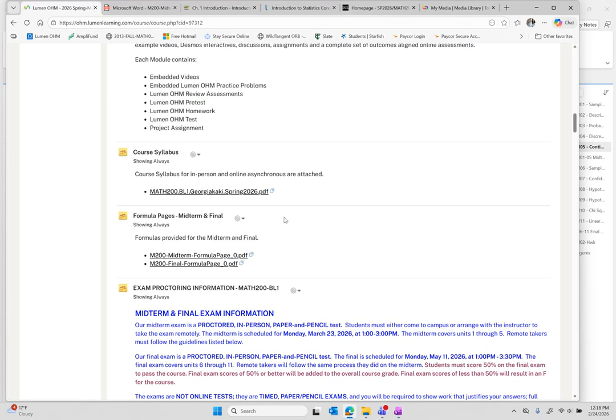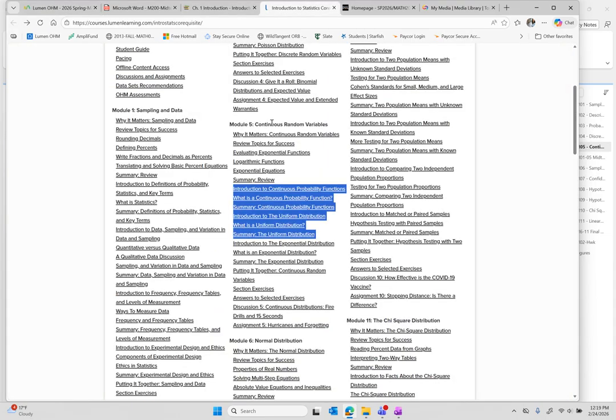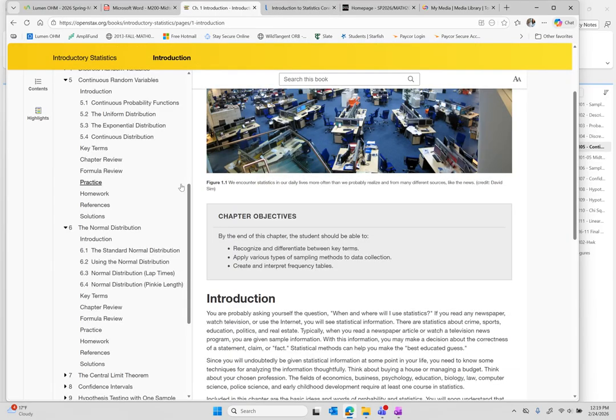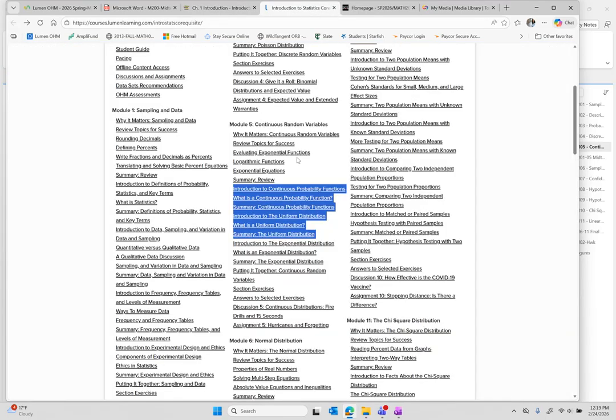And in our course, the Lumen textbook covers these topics in Module 5 and 6, and the OpenStax statistics course also covers these topics in Module 5 and 6. This particular video pertains to section 5.1 of the Introductory Statistics class on continuous probability functions, and in Module 5, continuous probability functions in the Lumen textbook.